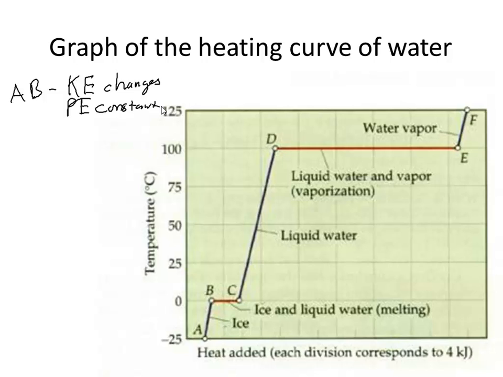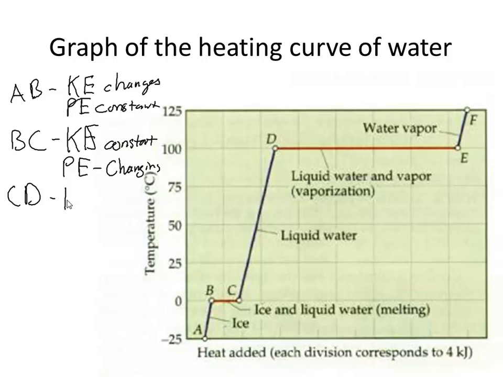Let's just say from B to C, what happens here? What's happening to my temperature? The temperature is constant. What's happening to my potential energy? What's happening to my phase? My phase is changing. From C to D, what's going on there? Temperature's rising. Temperature is increasing. My kinetic energy is increasing, is changing. What's happening to my phase? What phase is H2O between 0 and 100 Celsius? Liquid. So my potential energy is staying the same.